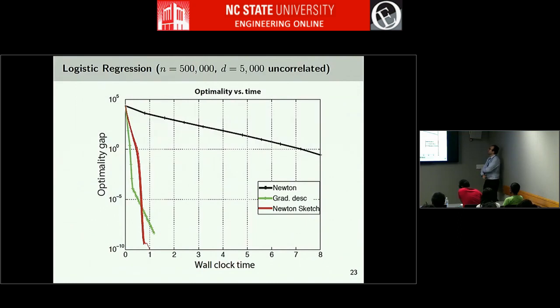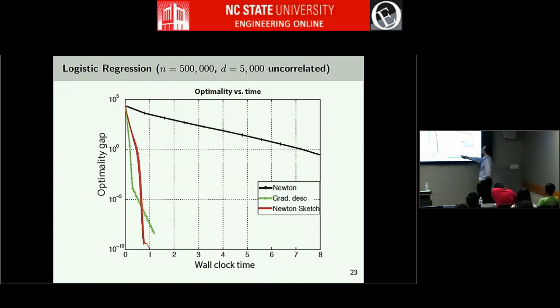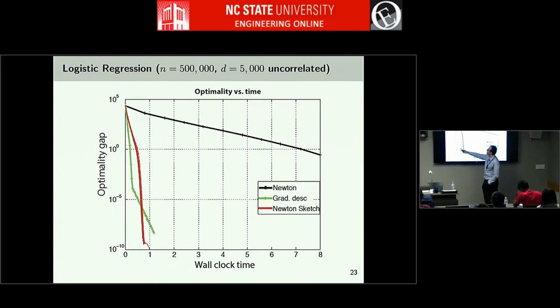So here's a simulation. If you compare these methods in logistic regression, 500,000 examples, 5,000 features, you will see Newton's method in wall clock time is very slow, and gradient descent actually does the best early on. Newton's sketch is better only after a certain accuracy.